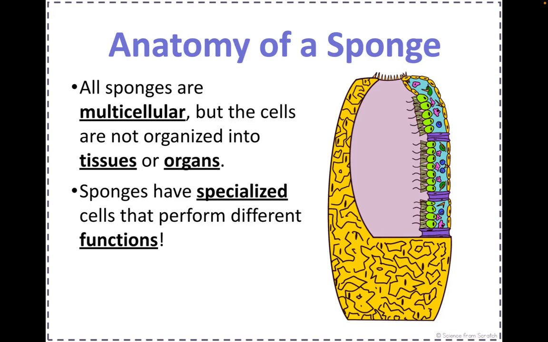Okay, so first thing to review is all sponges are multicellular. They have cells, but they are not organized into tissues and organs like you typically think of when you think of a multicellular organism. Sponges also have specialized cells, just like we do, that perform different functions. Again, key thing is they just do not organize their cells into tissues or organs.